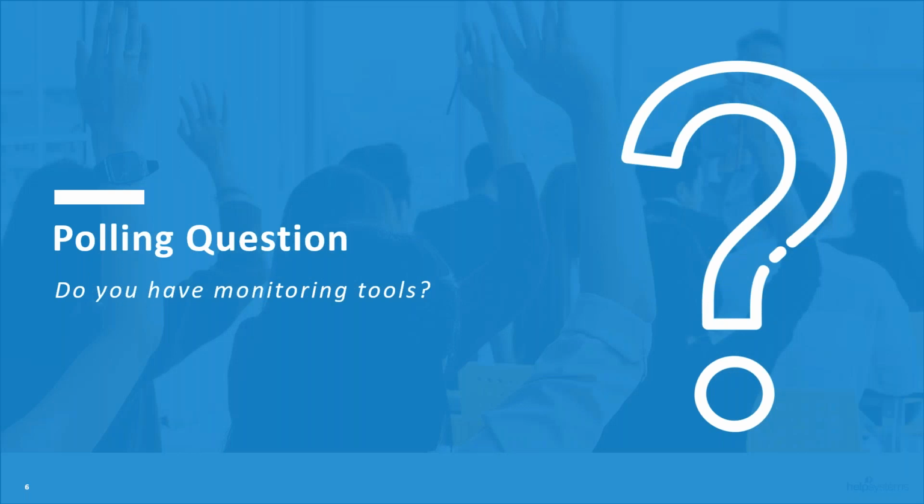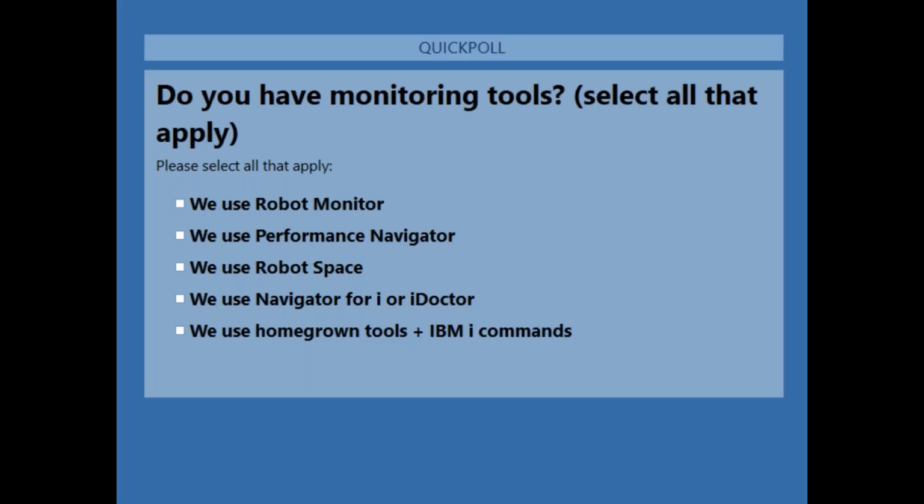So we're going to ask you a quick question here. We'll give you about 30 seconds. What monitoring tools do you guys have around performance? Do you use Robot Monitor now? Do you use Performance Navigator, Robot Space, Navigator for i, or iDoctor? Do you use homegrown tools? Select all that apply. And you know, usually we see it's a combination for sure.